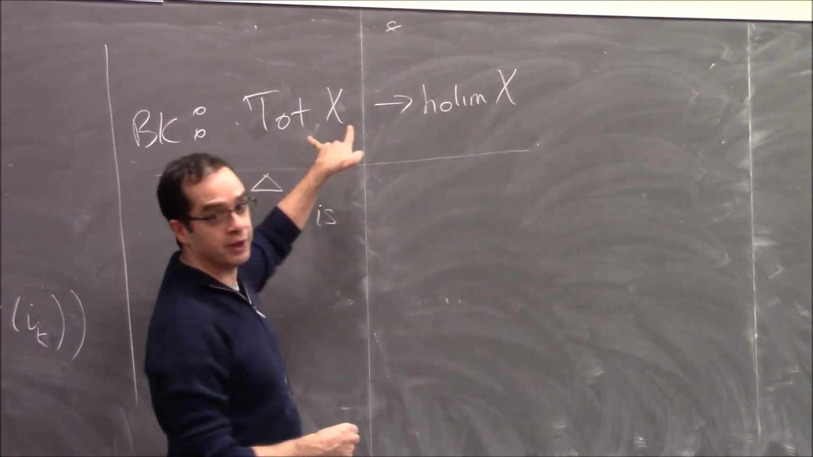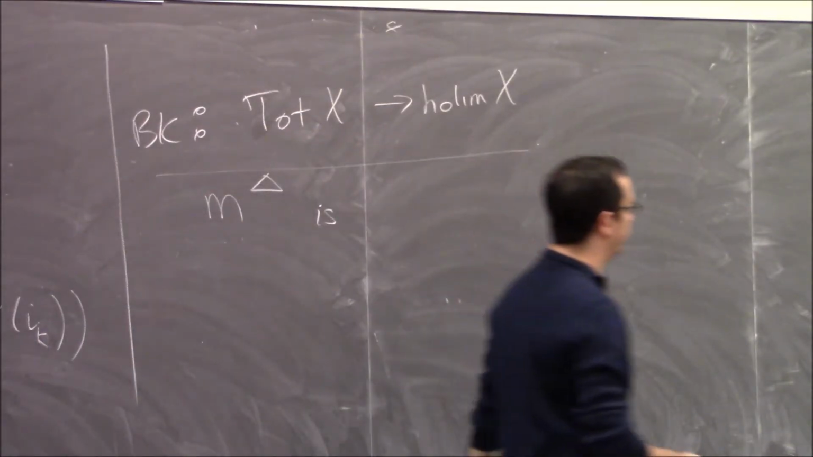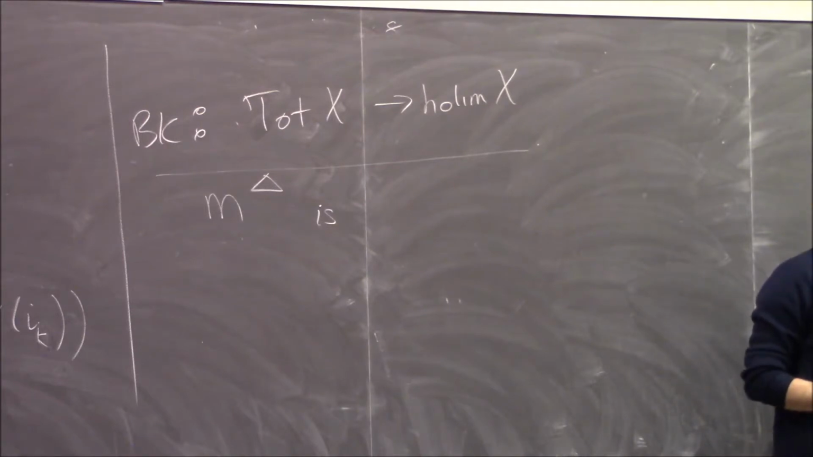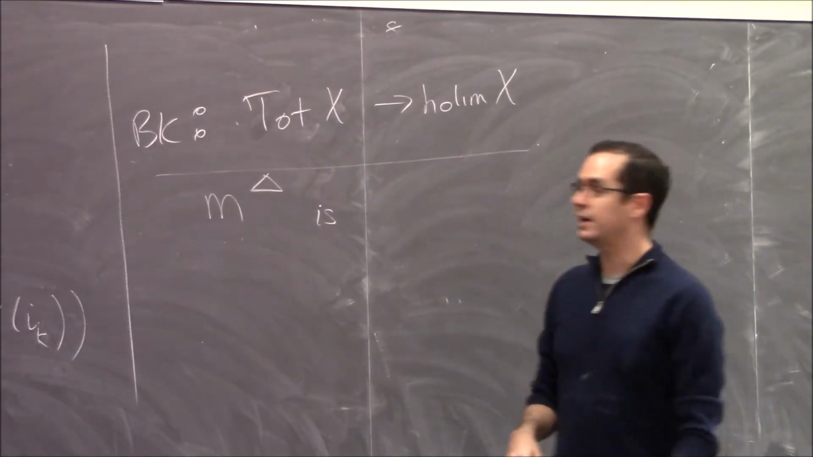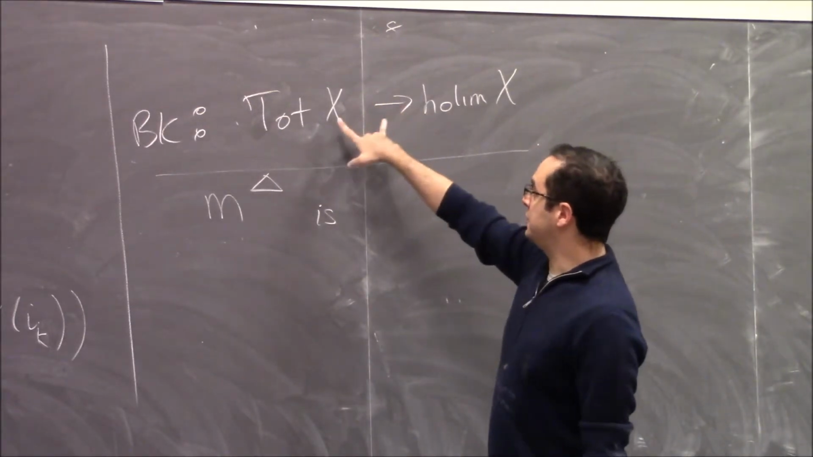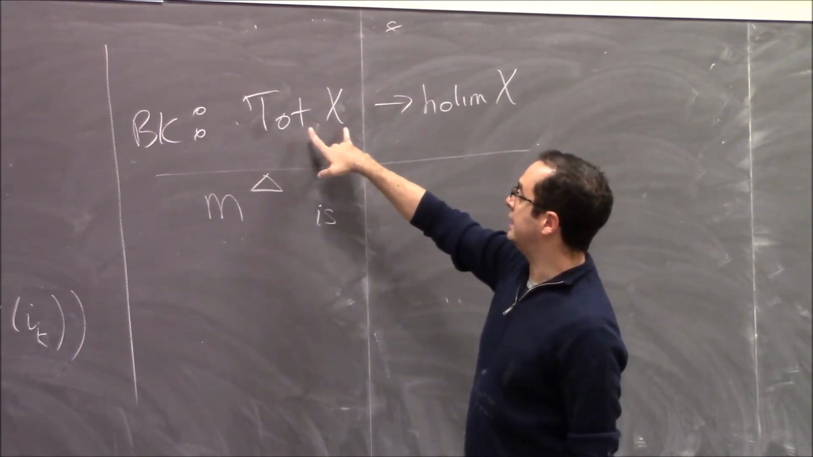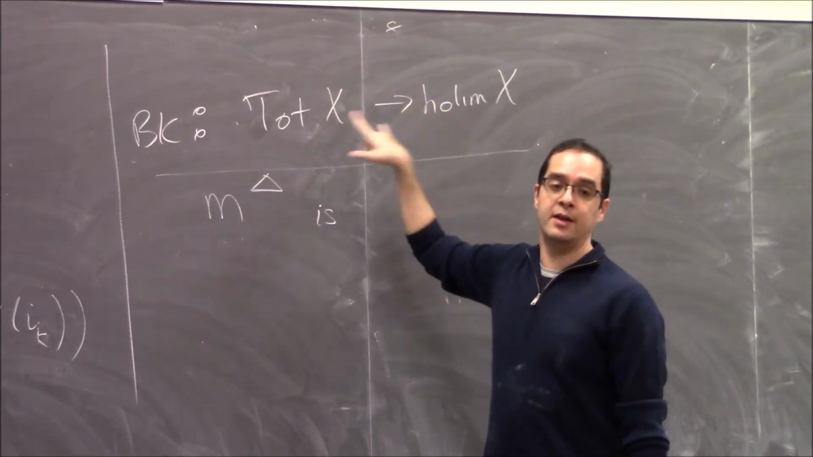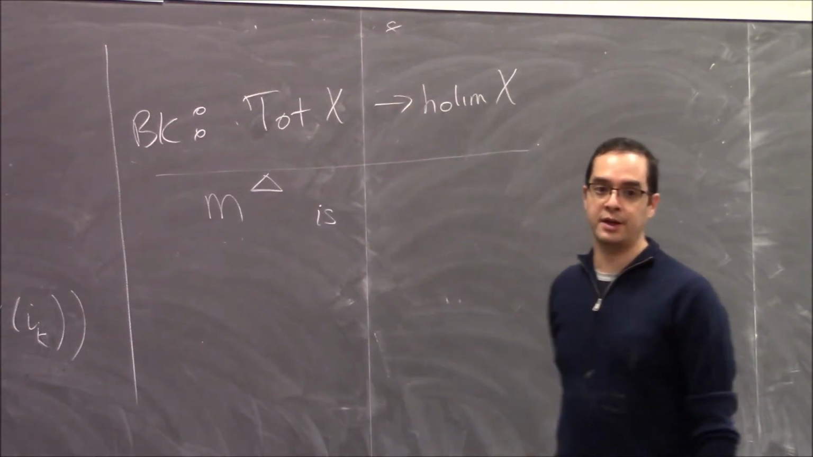Yeah. Totalization is more rigid. The induced maps between two totalizations might not preserve weak equivalences. It doesn't have nice homotopy theoretic properties. In special cases, the Dwyer-Kan map, or this, is a weak equivalence.